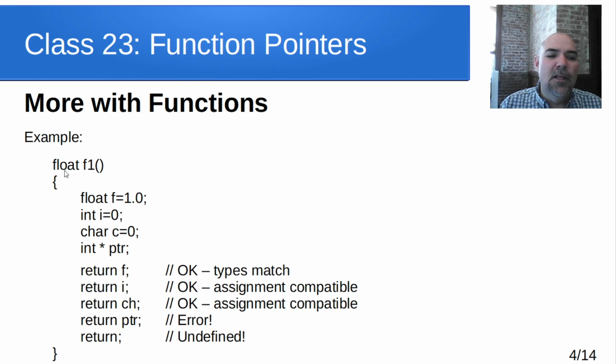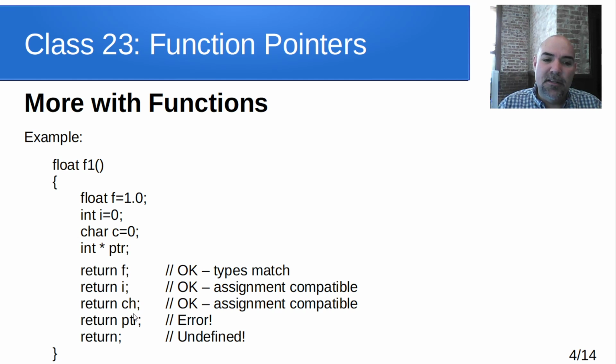So here's an example. We have this function f1 that has a return type of float, and inside of the function, I made several different types. Notice if I return f, that's okay because f is a float, that matches the return type. If I say return i, that's an int, that doesn't match the return type, but it's assignment compatible with it, meaning as long as we could say float f equal i, and it could do an implicit cast, then it'll do that here when we return i. It'll implicitly cast this as a float and then return it because those are assignment compatible.